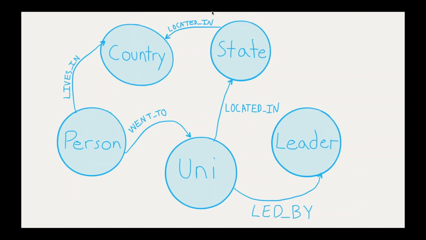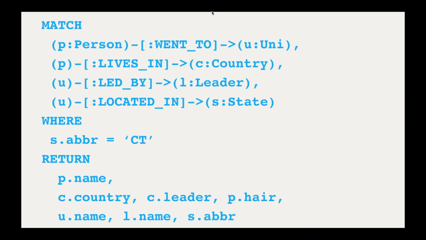So if we step back here, now that we know what graphs look like, and look at that original data source that we talked about with the table of people and their hair color and their university, we would get a graph that looks something like this. This graph has a person who lives in a country. That person went to a university. That university is located in a state, and that university is led by a president or leader. And then we also have that person lives in a country, and that state is located in that country. So it's a very simple relationship here. It's easy for you to read. It's easy for you to add new members to your team and for them to understand what's going on in your database. And most importantly, it's easy to query.